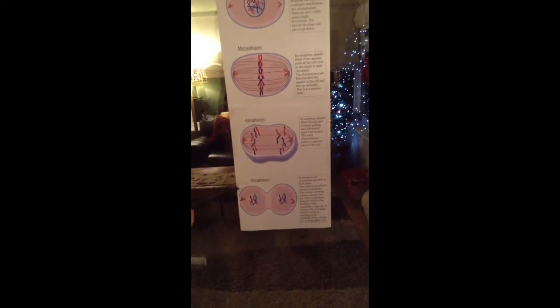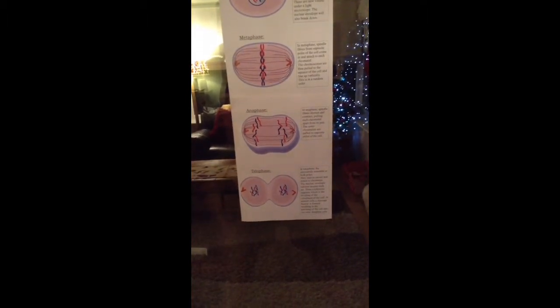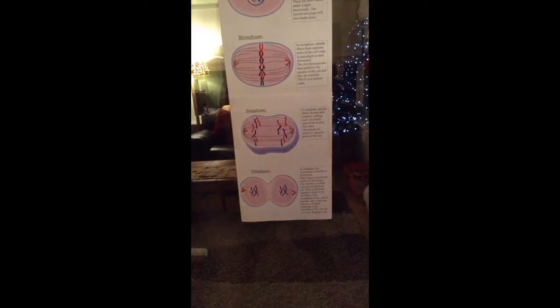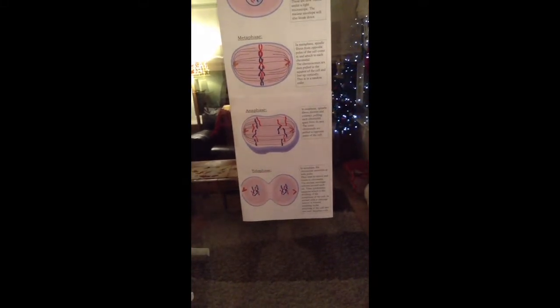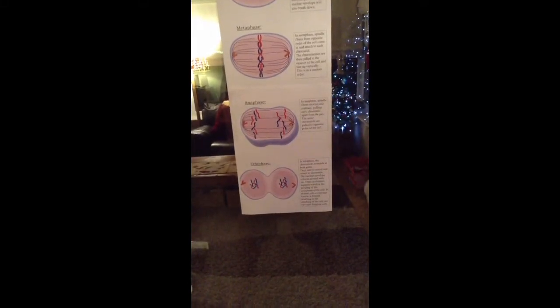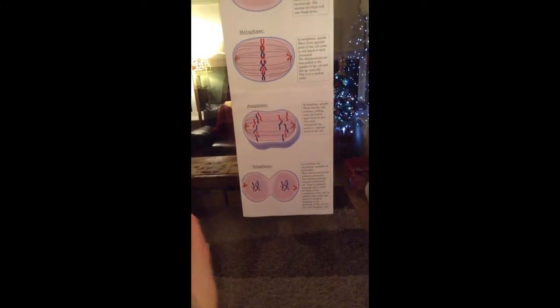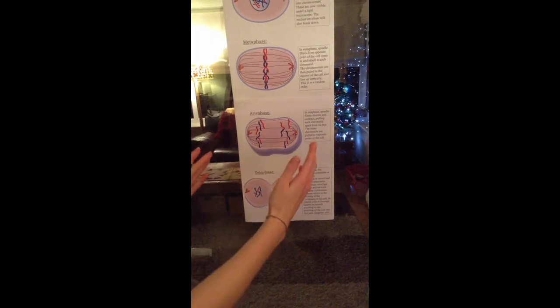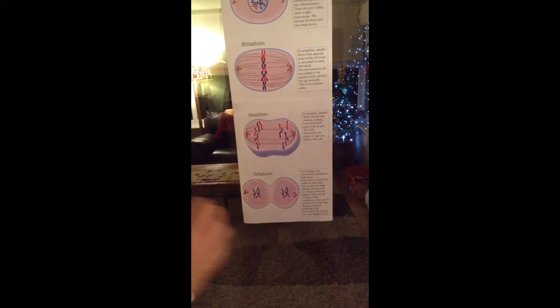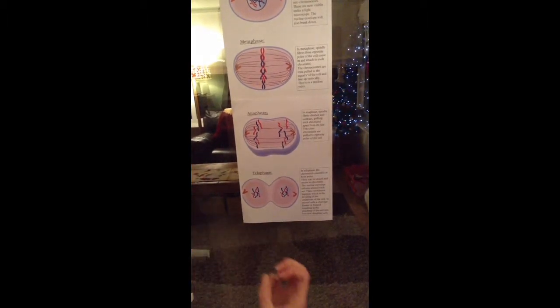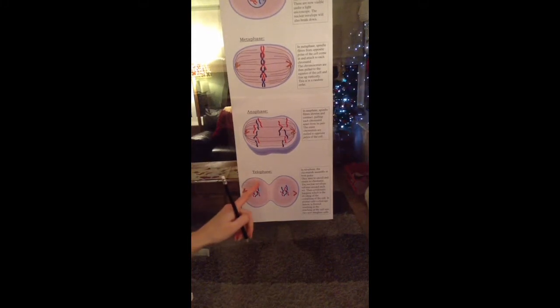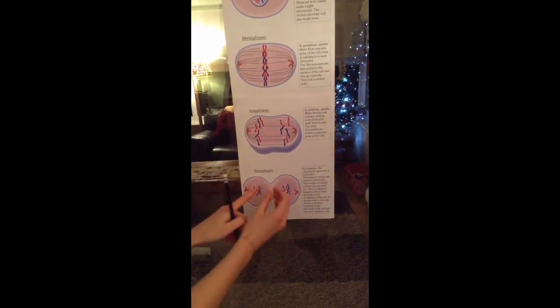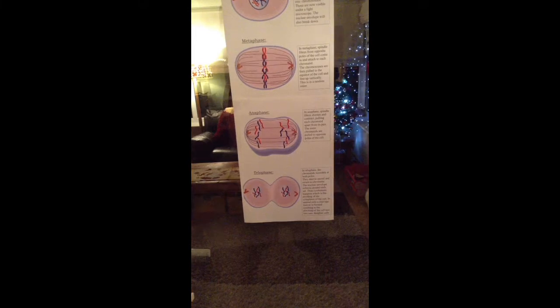In telophase, which is the final phase of mitosis, it can also be called cytokinesis, which is where the cell is actually now pulling apart. The chromatids have come apart to opposite poles, and now the cell is also pulling apart. So the cytoplasm will split into the 2 new cells.